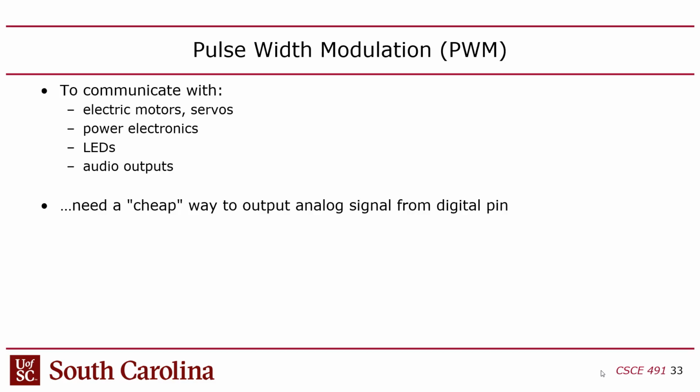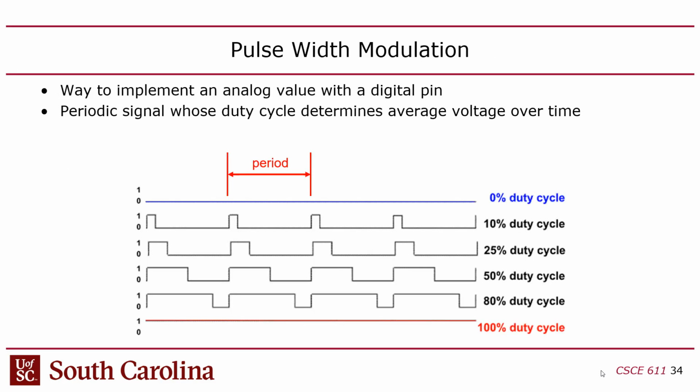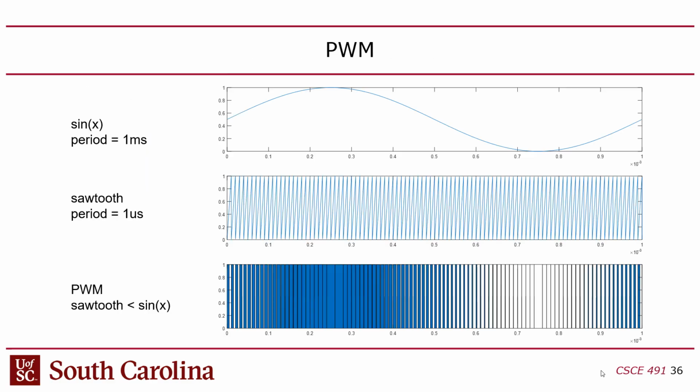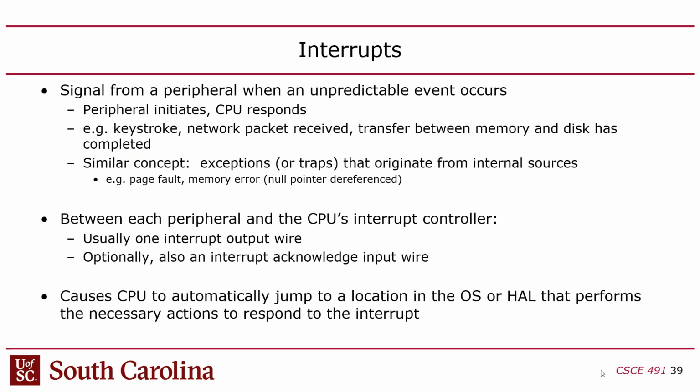So last time I talked about pulse width modulation. This was basically a way to produce an analog signal with a digital pin. We looked at some examples of that.